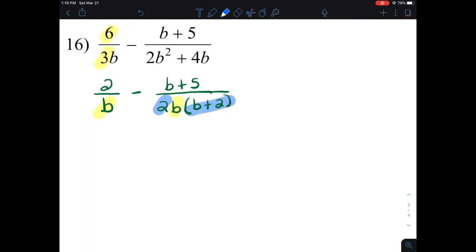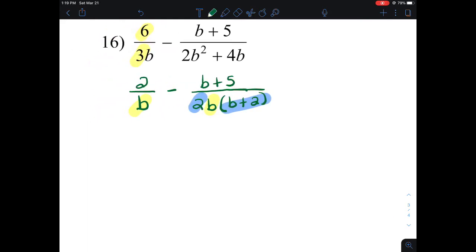Only thing I need to do is to take this 2 over b, and I need to multiply it by the parts that it does not have. Well, it does not have, in the denominator, 2 times b plus 2. And so if I needed to multiply that into my denominator, I also have to multiply that into my numerator, so that way my adjustments could cancel out and work my way back to my original problem.